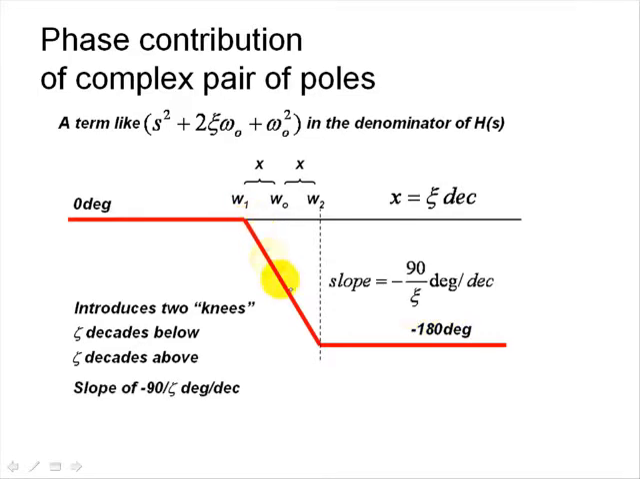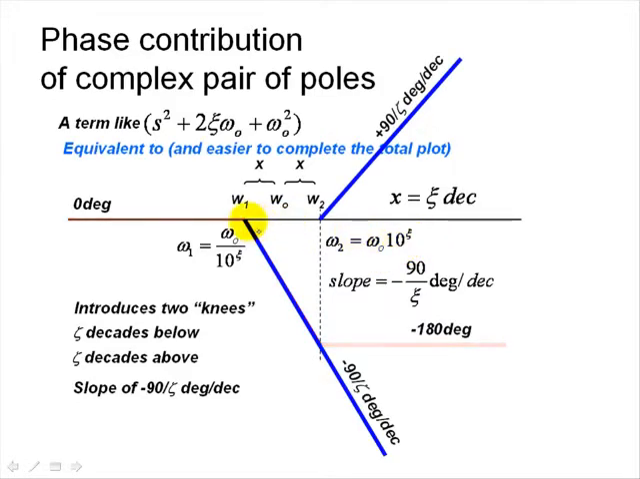It is minus 90 divided by z degrees per decade. Wait a minute, how do I compute omega 1 and omega 2? Omega 1 is omega naught divided by 10 to the z. Omega 2 is omega naught multiplied by 10 to the z. Same as in the other cases, it is equivalent to this pair of slopes, which are easier to add.